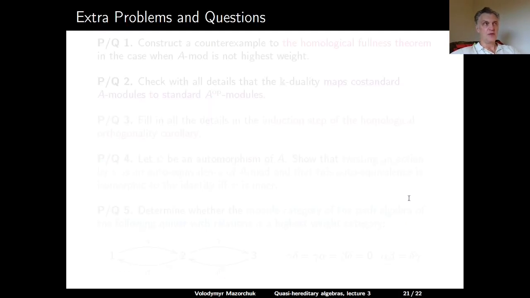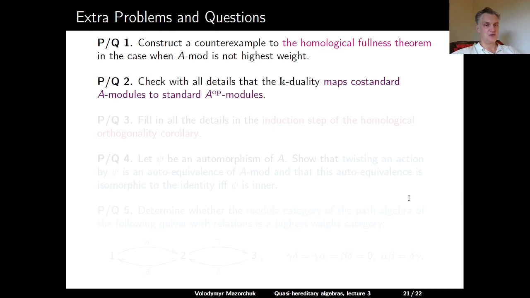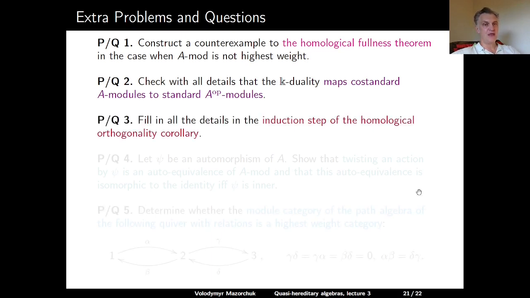Some problems and questions at the end. Problem question 1. Construct a counterexample to the homological fullness theorem in the case when A mod is not highest weight. Problem question 2. Check with all details that the K-duality maps costandard A modules to standard A-op modules. Problem question 3. Fill in all the details in the induction step of the homological orthogonality corollary.